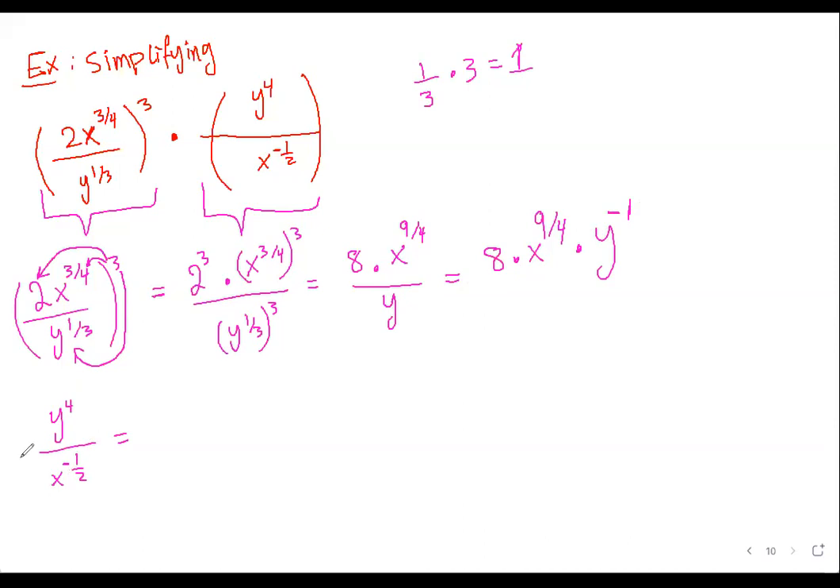Here again, how can I simplify the second part? This is the first part here. This is the second part. How can I simplify it? This is equal to y to the 4 times x to the, if I want to move this variable up, I have to change the sign of the exponent. So it will be x to the power 1 over 2. Now I multiply this one by this one.